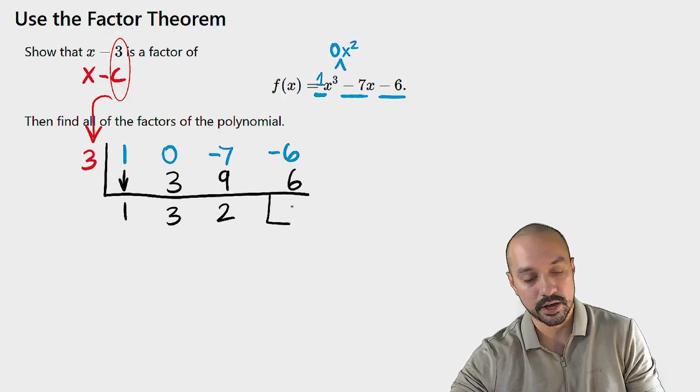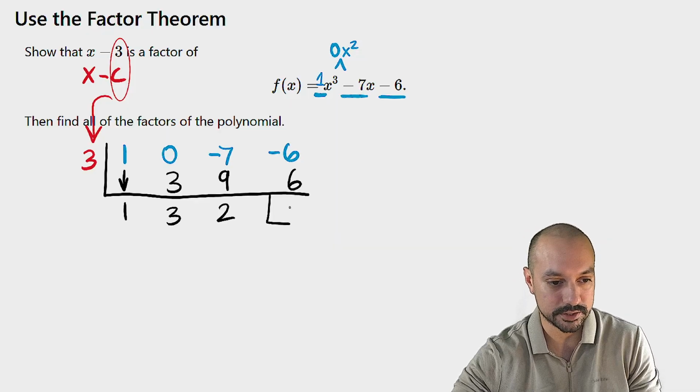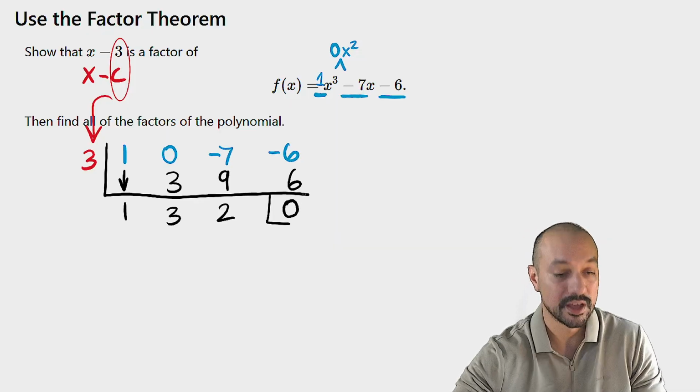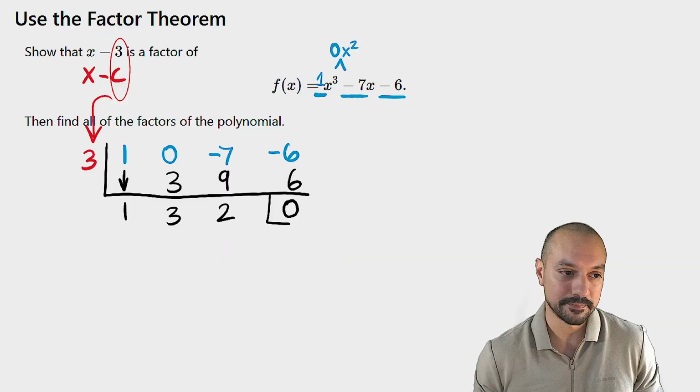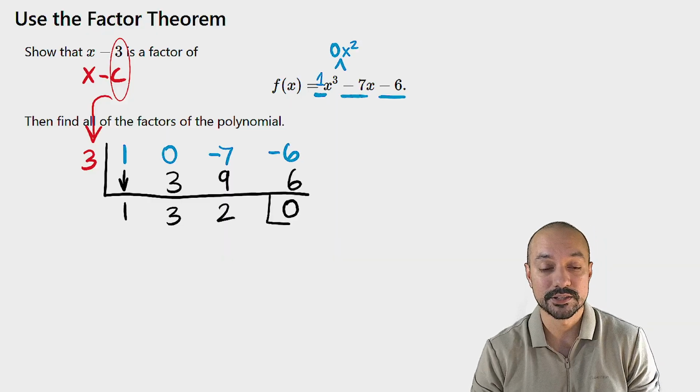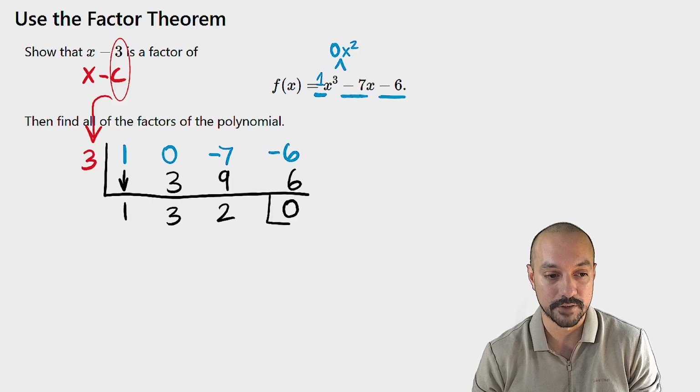From here, I could go ahead and wrap it up. So -6 plus 6 gives me a remainder of 0. That worked out super nicely. That means that x minus 3 is a factor of f.